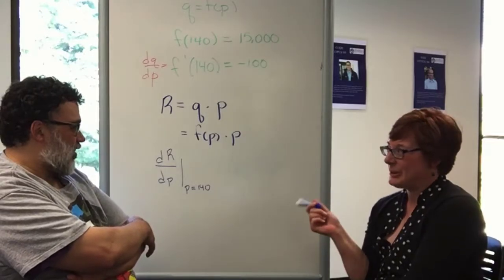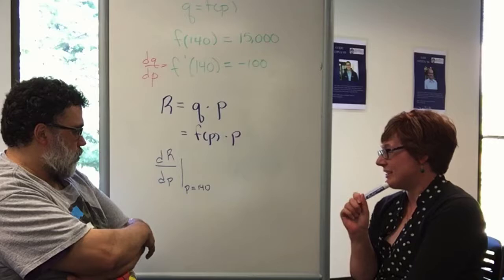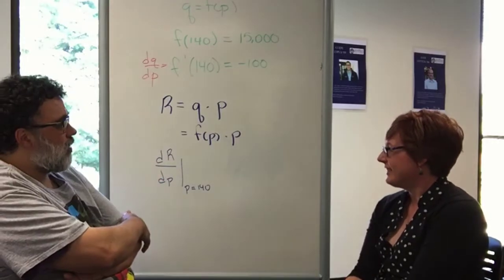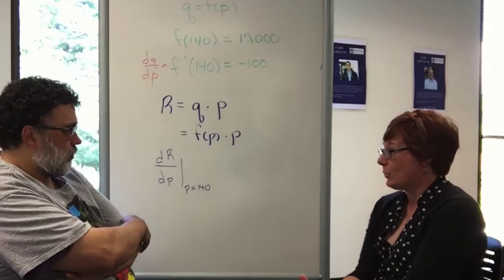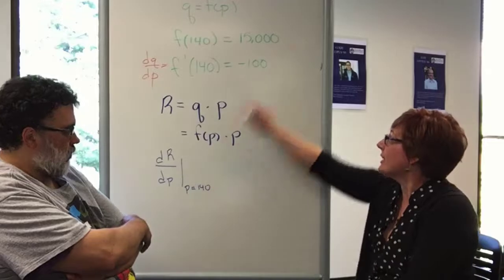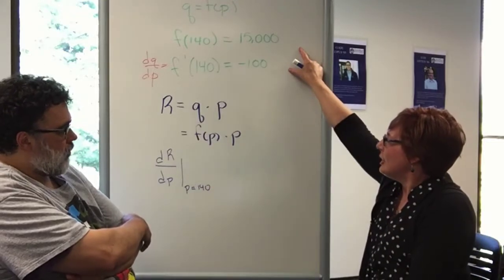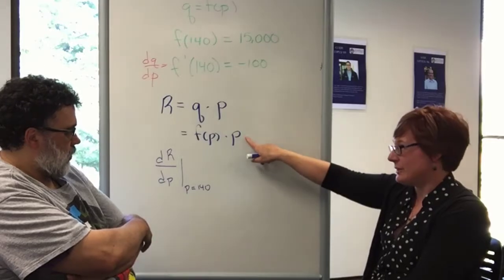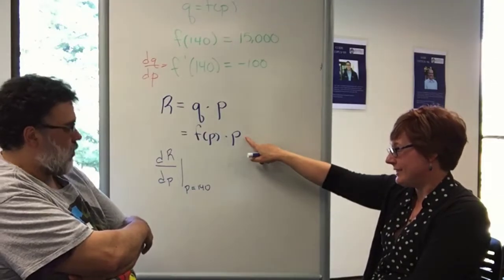So this is actually the point where my students generally find it challenging, because how do we take the derivative if we don't have a function? Exactly. So you've got to think about, well, what do I know, right? I know some information about when P is 140. I've got these two pieces up here, and I've got this revenue function. And then I want to take the derivative of this revenue function with respect to P.